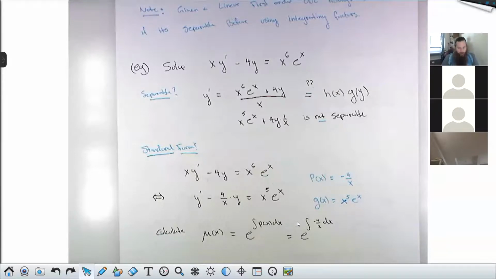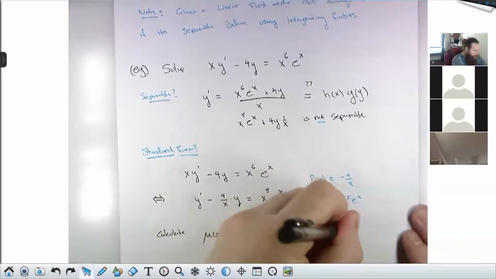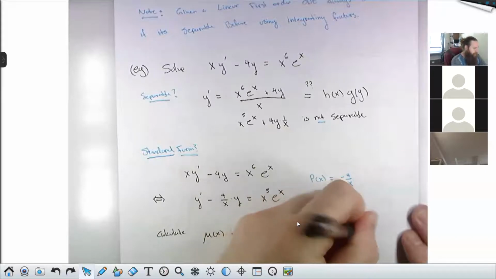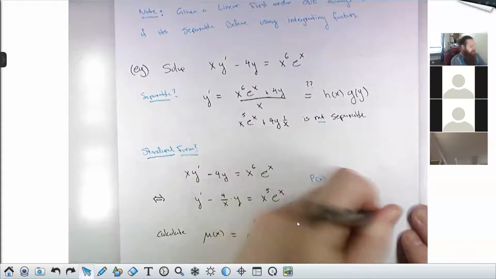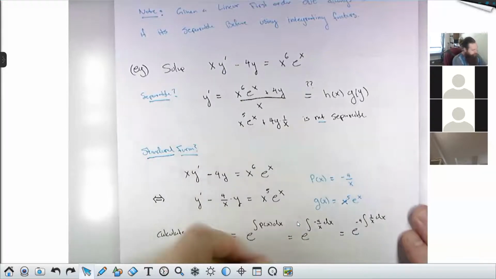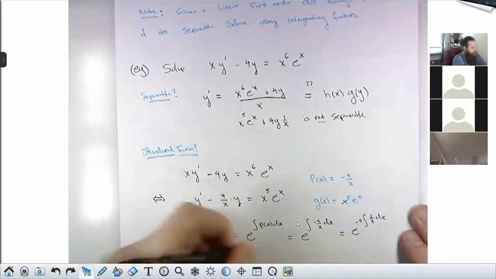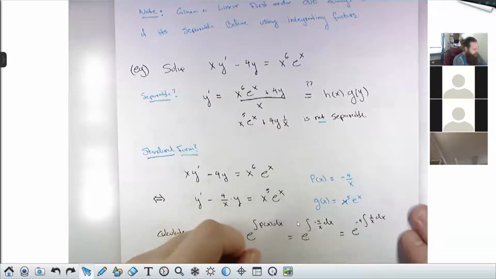Negative 4 ln of x. Very good. Yeah, the negative 4 pops out. I'll do this kind of explicitly once. This is e raised to the negative 4 integral 1 over x dx. And the integral of 1 over x is the natural log. So this is e raised to the negative 4 times the ln of x.